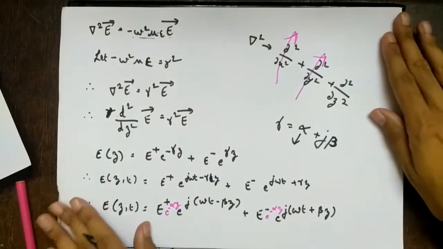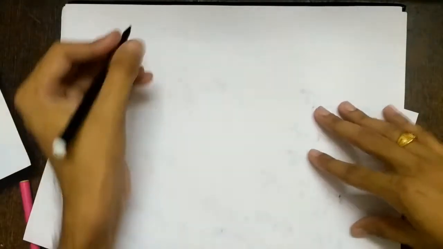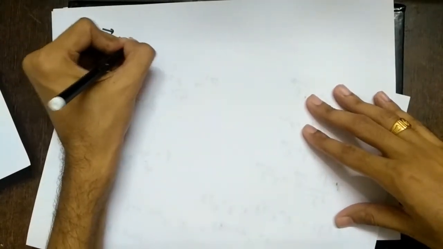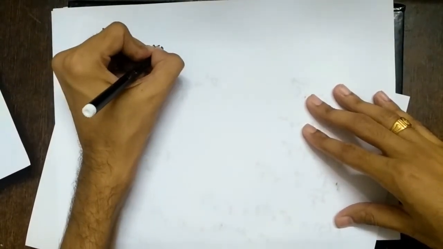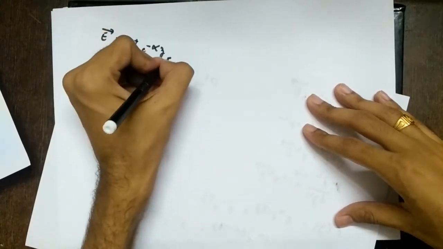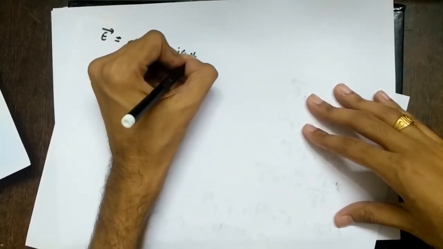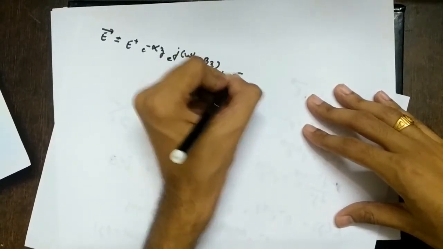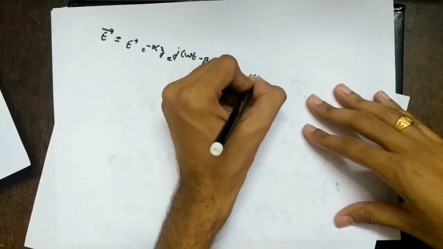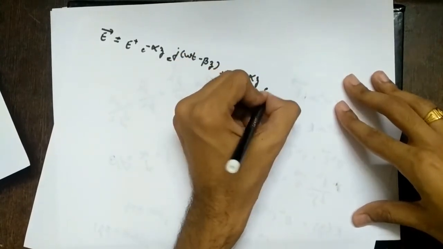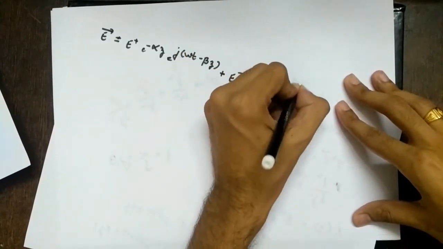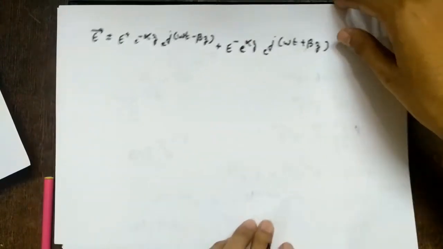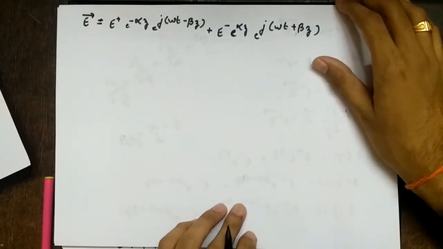So let me write it again. So what you get? E vector equal to E plus e raised to minus alpha z e raised to j times omega t minus beta z, plus E minus e raised to alpha z e raised to j times omega t plus beta z, right? So this is what you get.